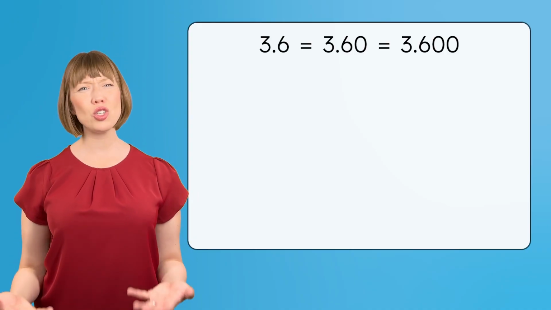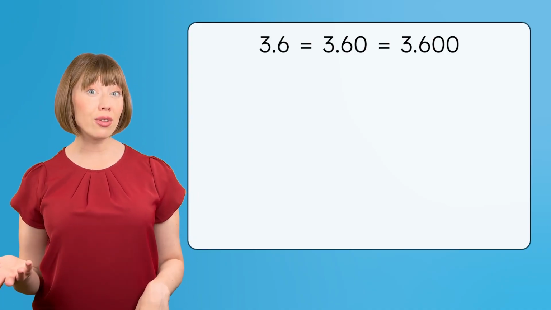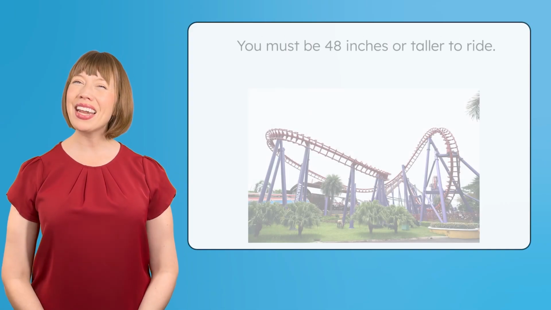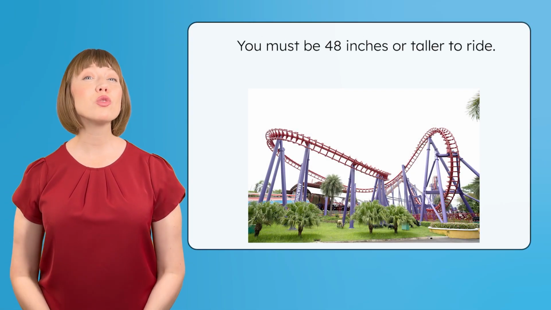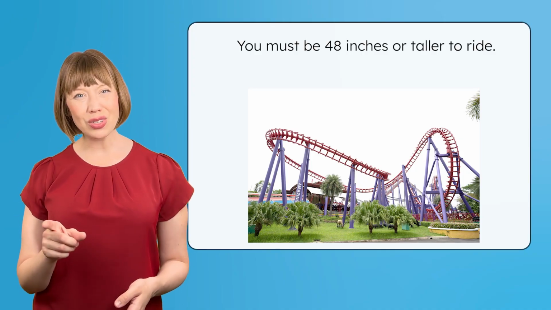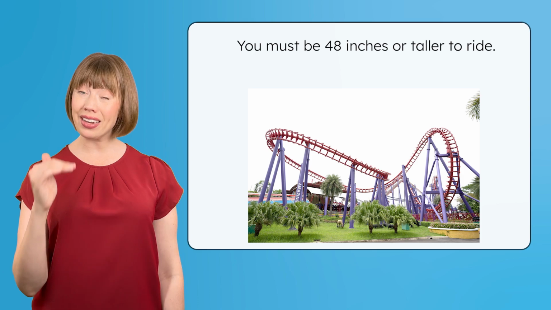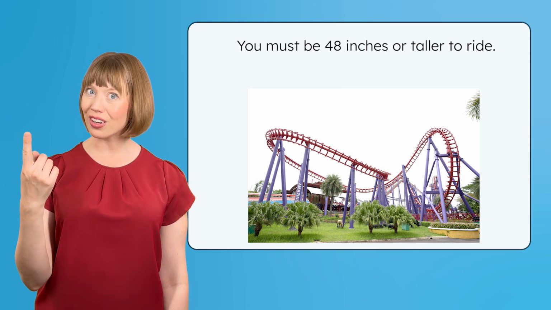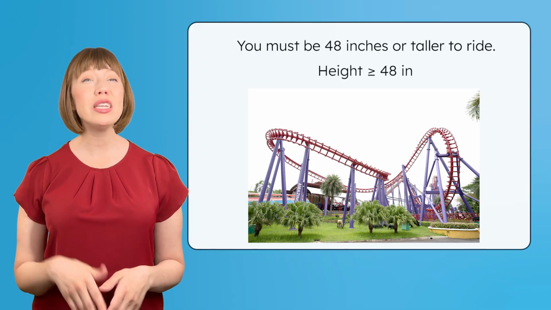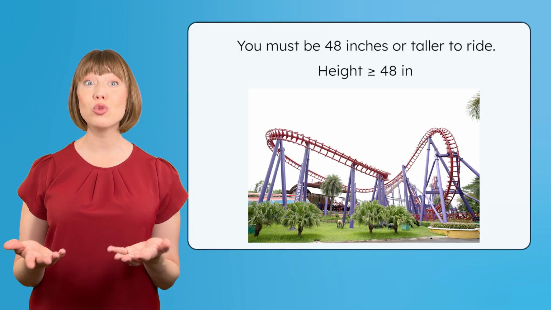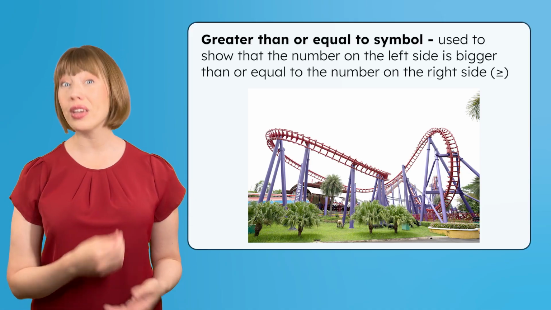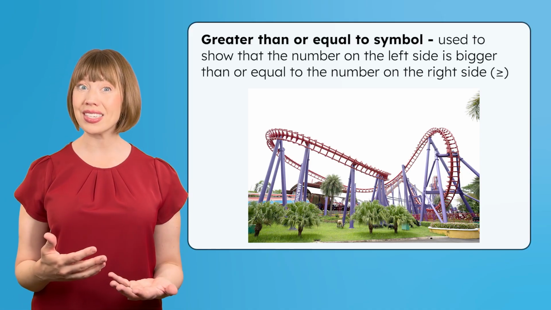But what about situations where one number can be greater than or equal to another number? If a sign at a theme park says, "You must be 48 inches or taller to ride," that means you can be exactly 48 inches or taller and still ride. So we'd say your height must be greater than or equal to 48 inches. We would use this greater than or equal to symbol to show the comparison.